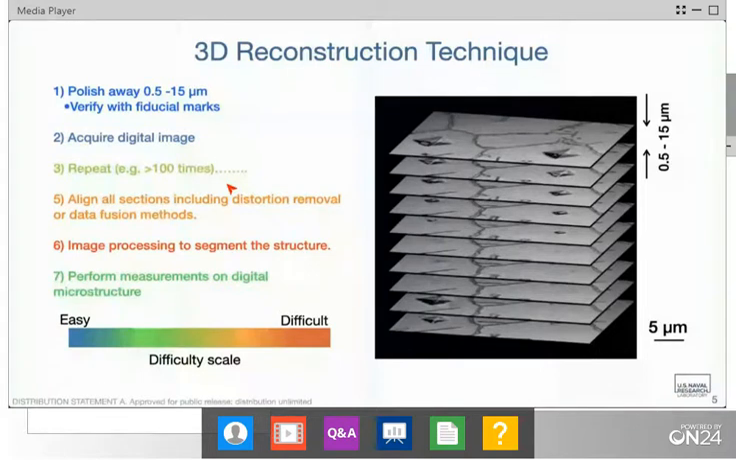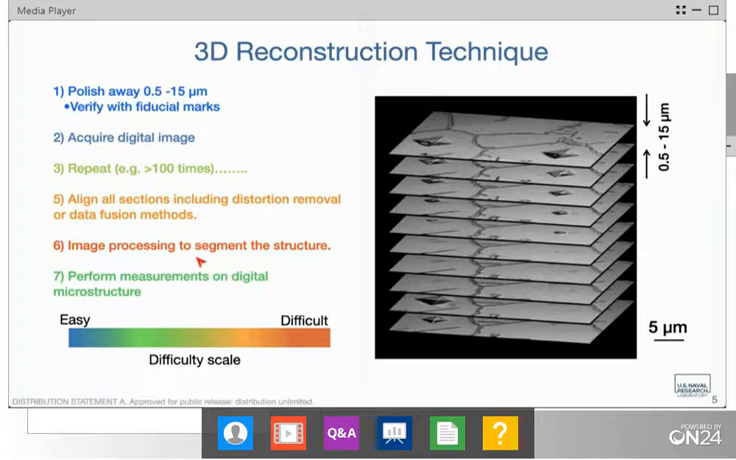And then things get even more difficult with aligning all those sections, making sure that they're all stacked together and aligned properly. We'll talk a little bit about how we deal with that in our particular cases. And then the final thing, and the most difficult thing, the thing that people don't often appreciate, is that the most difficult thing to do in all of this is to segment the structure. How do you clearly differentiate what is an important feature within your structure? And this is where things get very, very difficult.